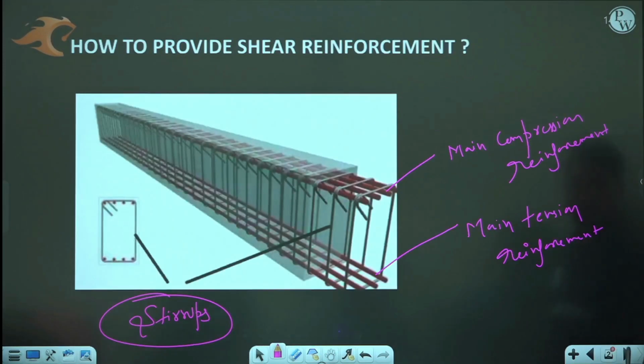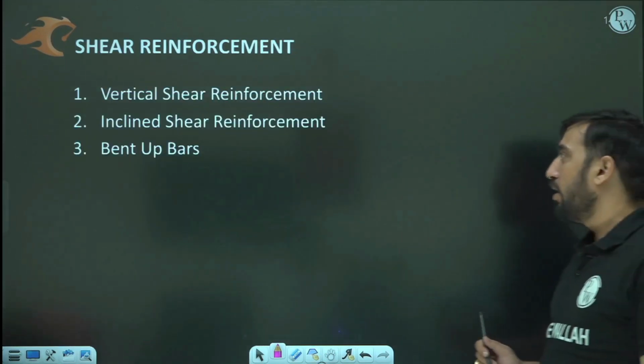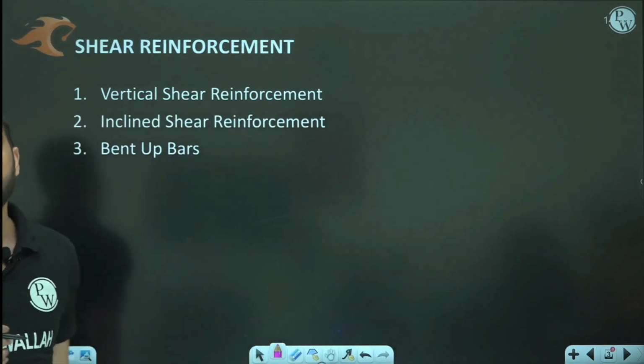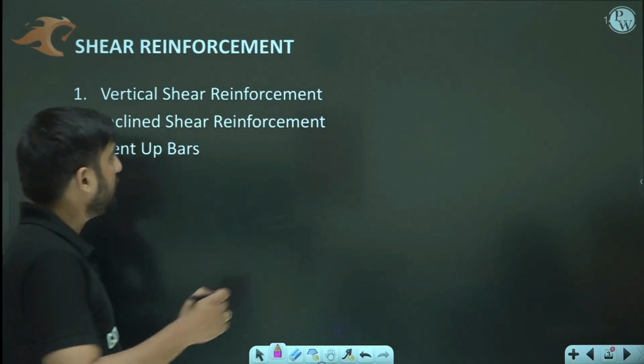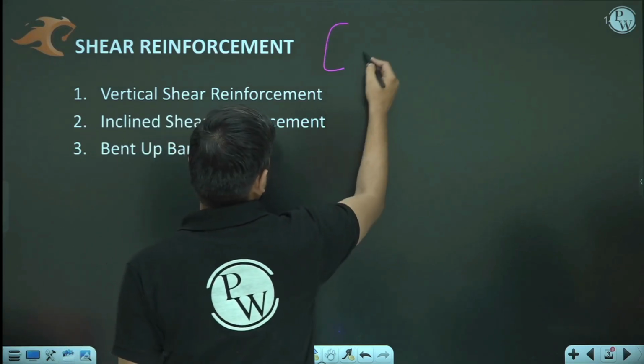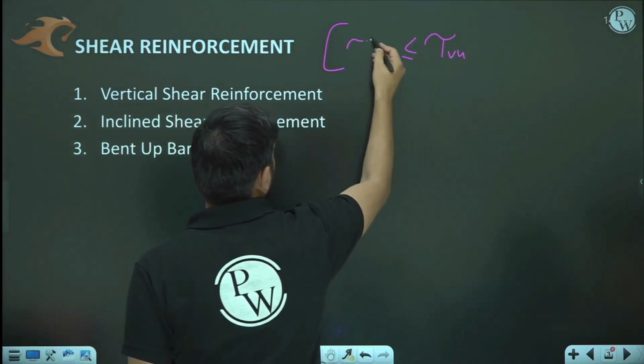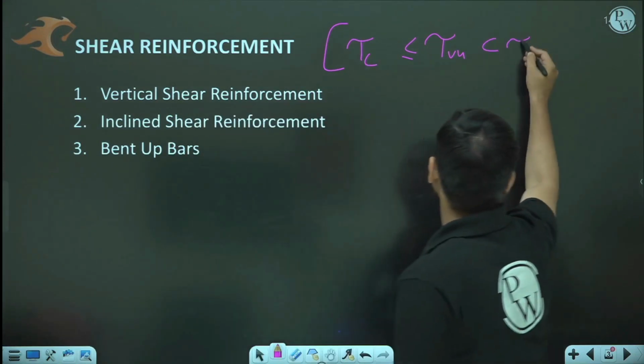Okay. Now next is how to go for the case when shear reinforcement is required. So shear reinforcement will be required for case number 2, when my nominal shear stress value is going to lie between tau C and tau C max.